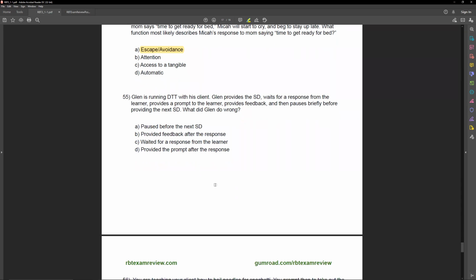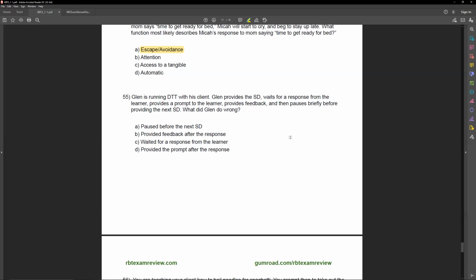55. Glenn is running DTT with his client. Glenn provides the SD, waits for a response from the learner, provides a prompt to the learner, provides feedback, and then pauses briefly before providing the next SD. What did Glenn do wrong? Okay, maybe a tricky question. It's straightforward, but it's kind of a difficult one to suss out.